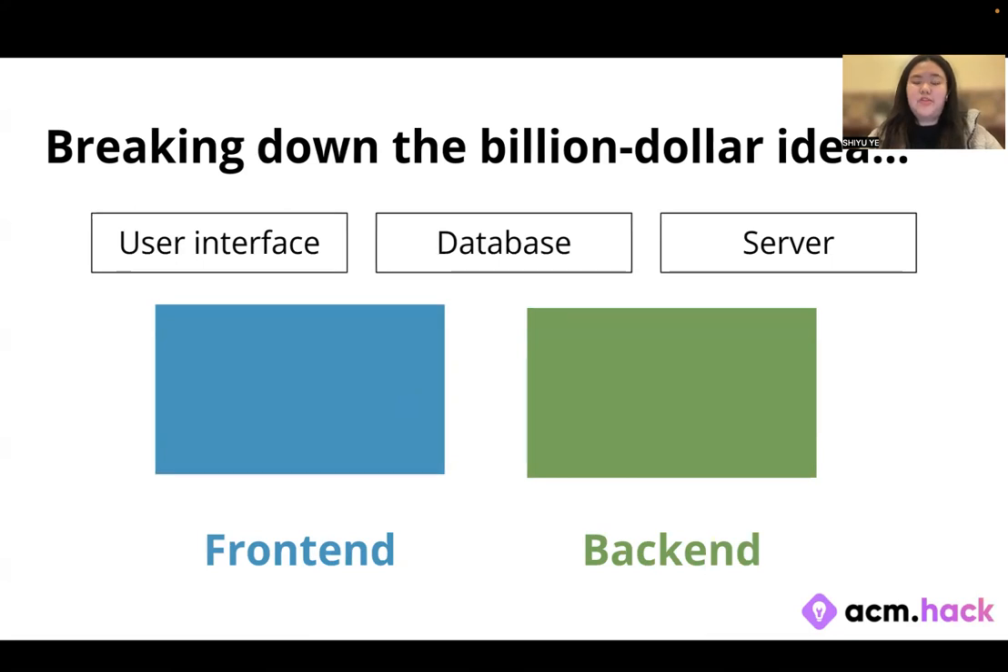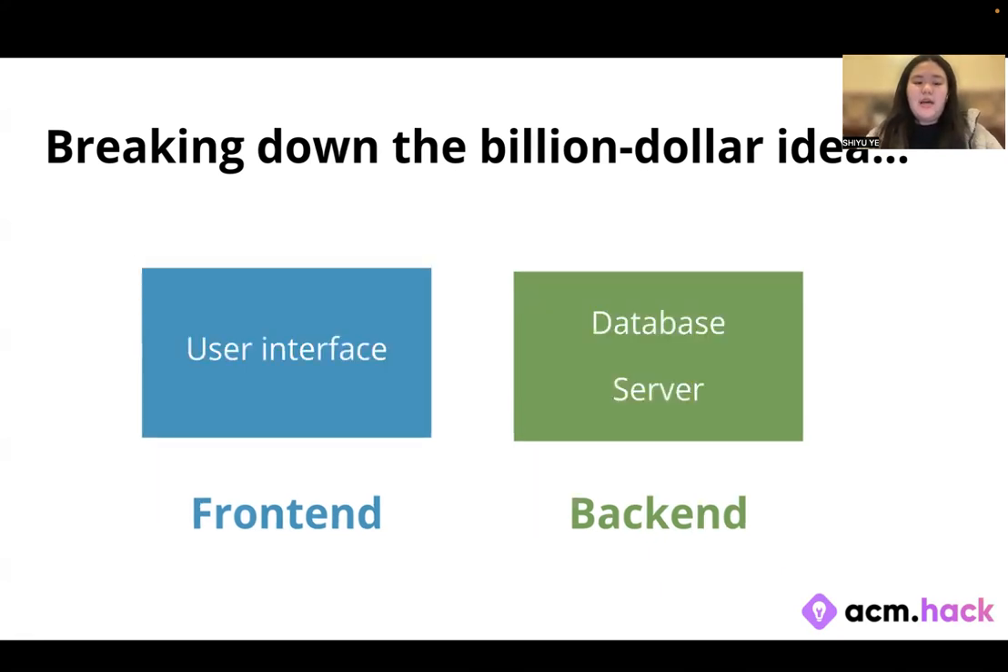During the actual workshop, I asked people to divide all these 3 things that we need into the 2 categories, front-end and back-end. Someone volunteered to answer the question, and they got it right. Front-end includes the user interface, and back-end includes the database and server.